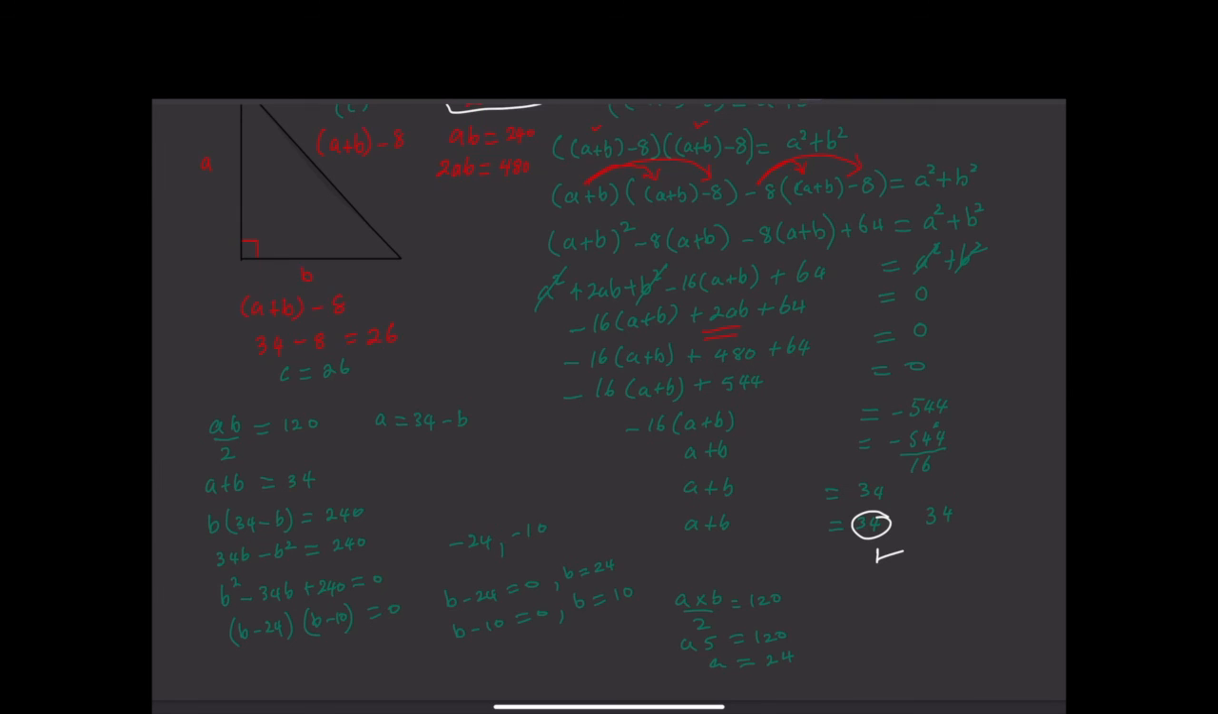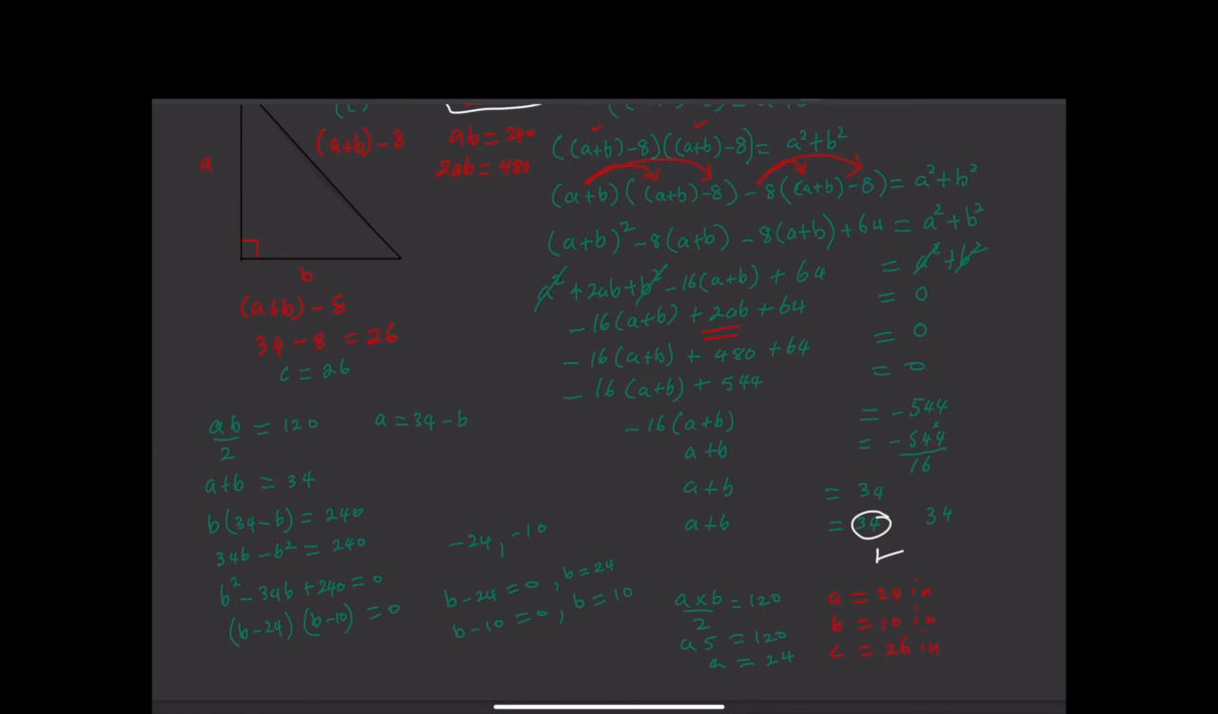So now my answer is, let's write that down. So A is 24, B is 10, or vice versa. If I put B as 24, then A would be 10. And C is 26. So we're going to write in our inch or units.